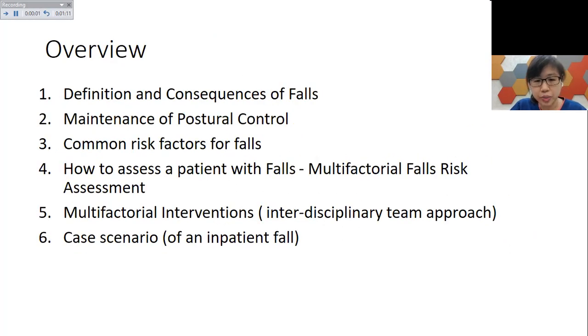Based on the learning objectives, we'll be covering the following topics: the definition and consequences of falls, to understand what is required for the maintenance of postural control, to review the common risk factors for falls, and learn how to assess a patient with falls based on the multifactorial fall risk assessment tool. Lastly, to look into the multifactorial interventions that is best delivered through an interdisciplinary team approach, and going through the case scenario to better understand how to assess a patient who sustains a fall during hospitalization.